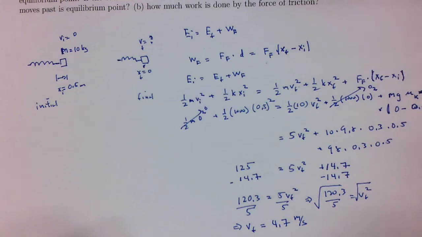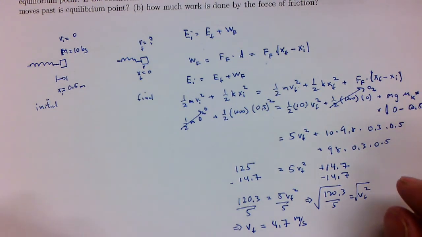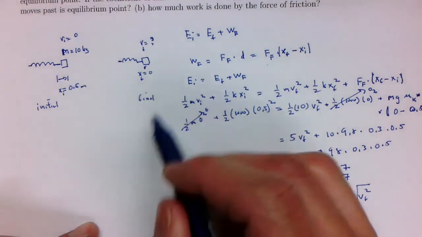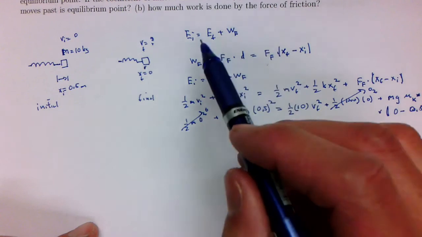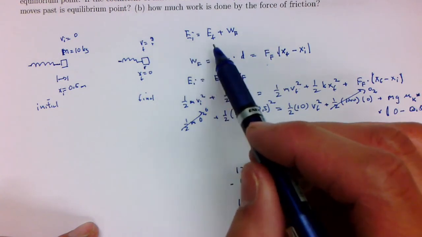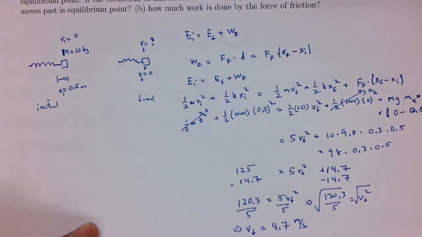4.7 is pretty close. I hope this was helpful. Again, in order to solve conservation of energy problems, you write down what the initial situation is, write down what the final situation is, and in this particular case, because we're dealing with friction, the equation is modified slightly. The initial energy is equal to the final energy plus the work that is lost to friction. Hope that was helpful.